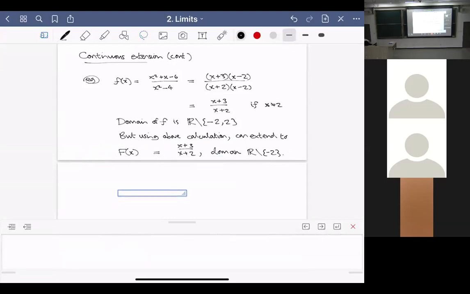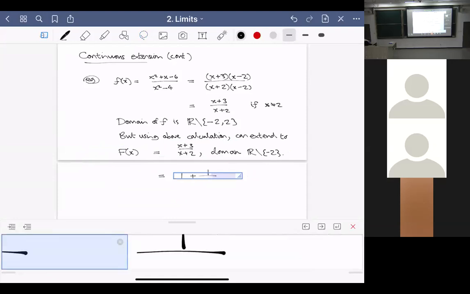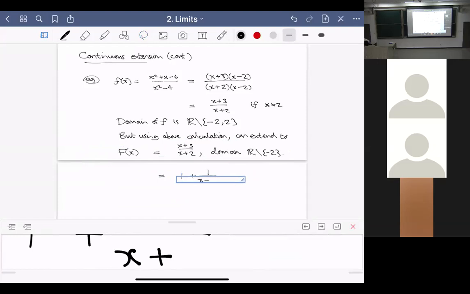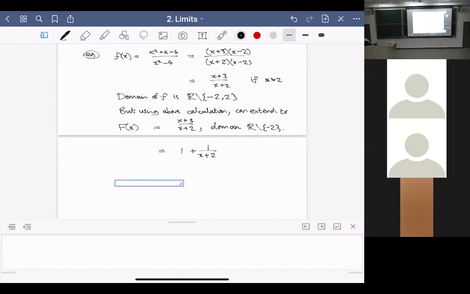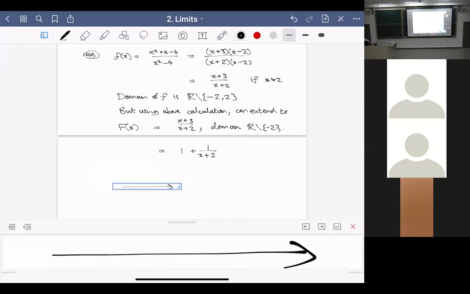Okay, so let's draw the graph to explain what's going on. So that x plus 3 over x plus 2 is equal to 1 plus 1 over x plus 2. So that lets us draw the graph by shifting the graph for 1 over x. So what do I get?